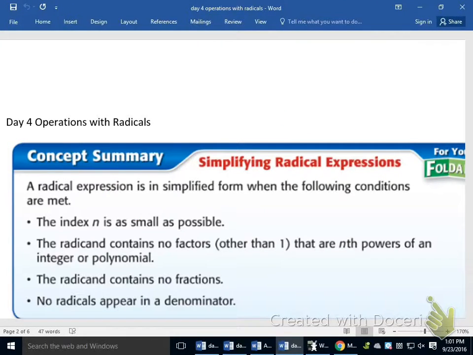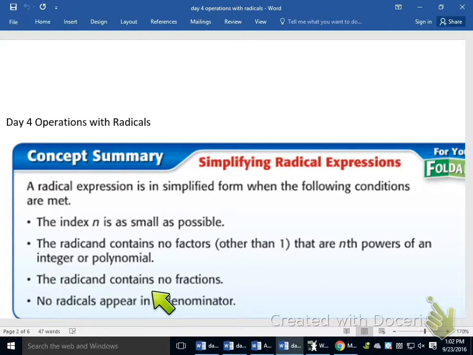Alright, I liked this blurb that I found in the textbook about how you know when you're done simplifying a radical expression. The index n is as small as possible, meaning the power of the root is as small as it can possibly be. Radicand contains no factors that are nth powers of the integer or polynomial. What that means is that there's no perfect squares that you can divide out of the square root, and no perfect cubes that you can divide out of a cube root.